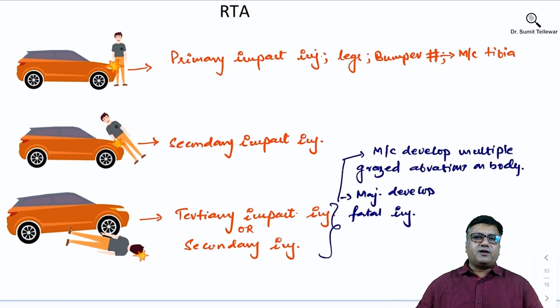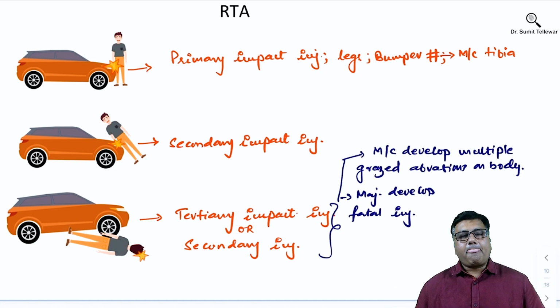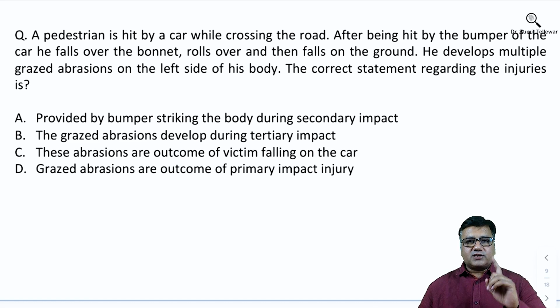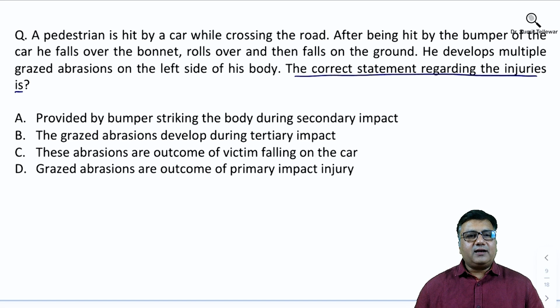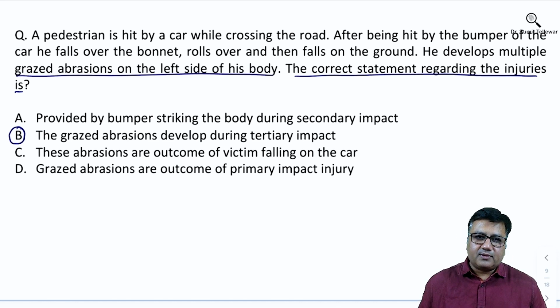Now with this knowledge, if we come back to our question, what do we see? The question was asking the correct statement regarding the injury, and the correct statement is that the grazed abrasion developed during tertiary impact, because in the question, what is being asked is the correct statement regarding injuries, and what injuries has he suffered? He has suffered multiple grazed abrasions on the left side of his body. So the correct answer here is option B, right?